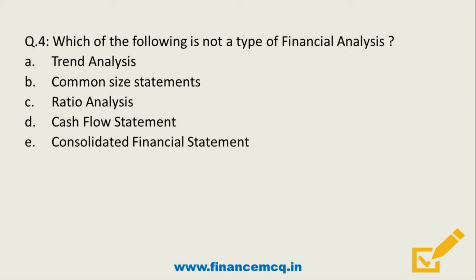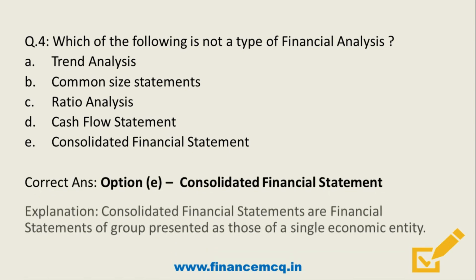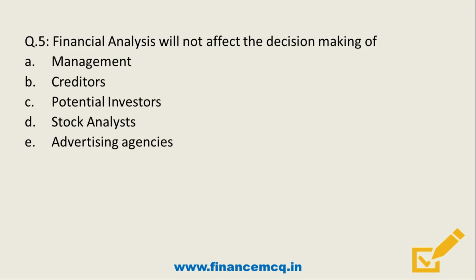So question number 4. Which of the following is not a type of financial analysis? Option A trend analysis, option B common size statement, option C ratio analysis, option D cash flow statement, option E consolidated financial statement. Yes, what's the correct answer? It's option E consolidated financial statement. Friends, consolidated financial statement is not a financial analysis. It's a consolidated statement of combined group. So remember this point.